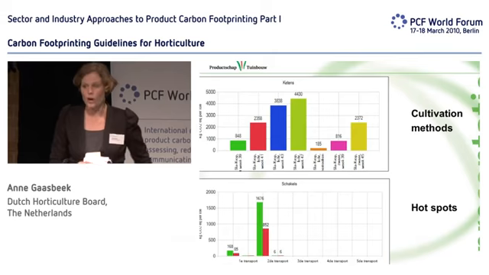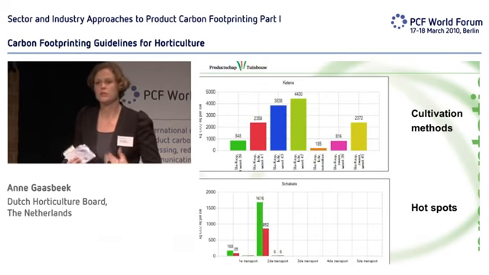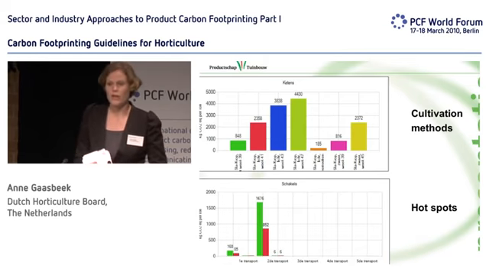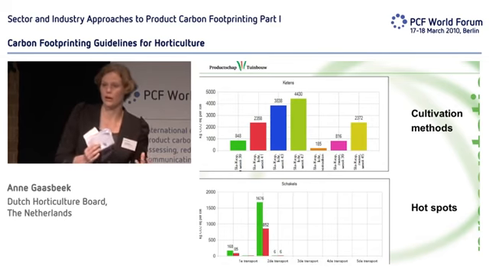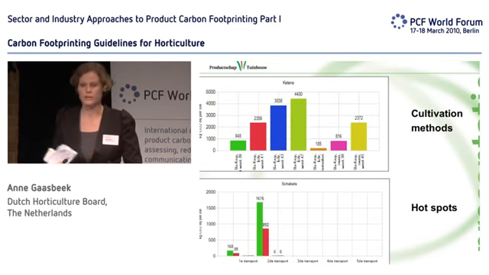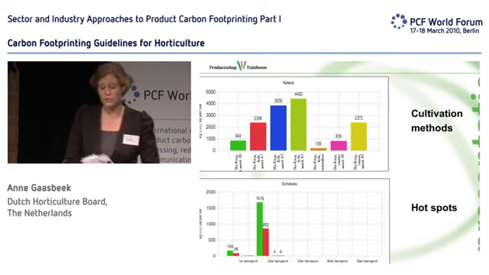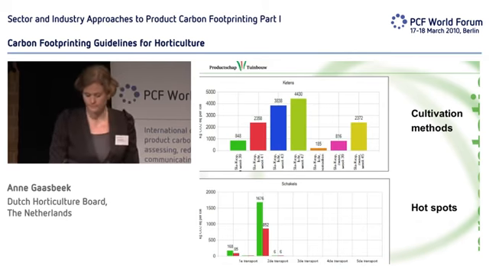For example, where is the biggest emission? If we want to do something about our carbon footprint, where can we make the biggest difference? For example, if we start to use organic manure, what does that do with my carbon footprint? Or if I start to use glass instead of plastic as packaging, what does it do with my carbon footprint?